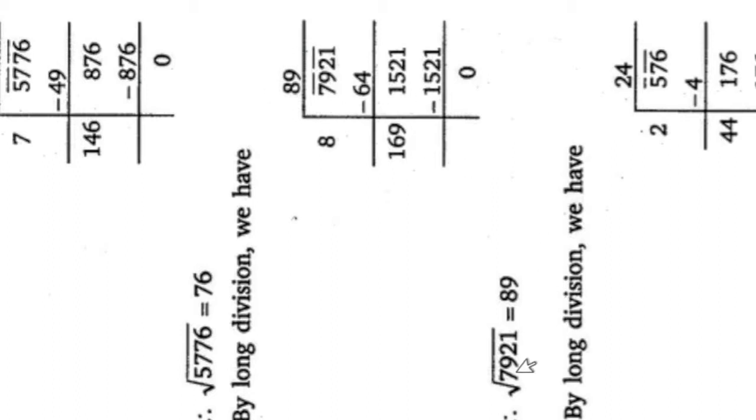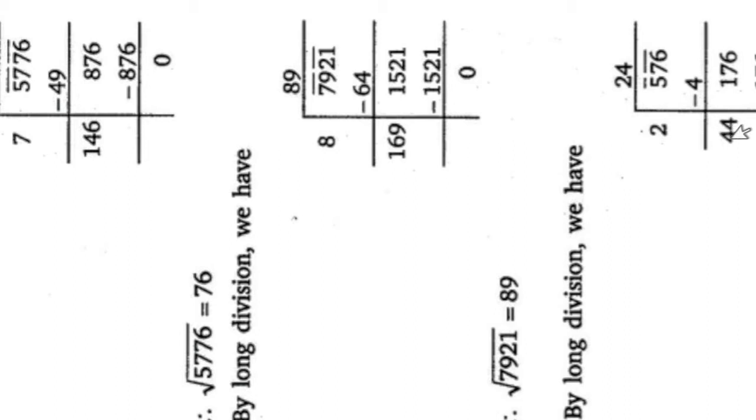So square root of 7921 is 89. Now further the number is given 576. So we will again pair the numbers. This is the first pair, this is the second pair. We will take this pair first. So the nearest square is 4. So 2 2s are 4. Here 2 plus 2 will be 4.